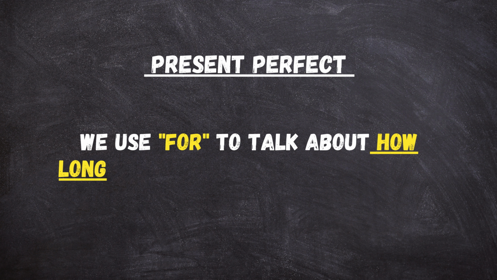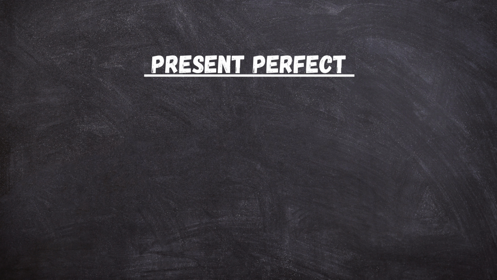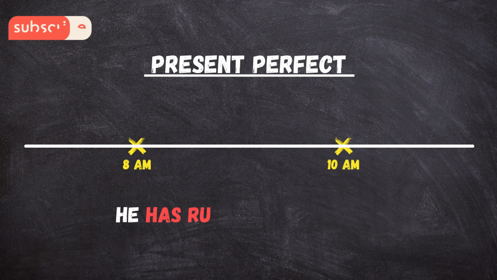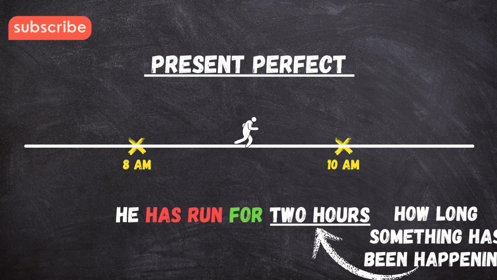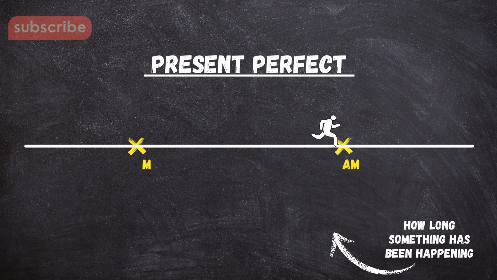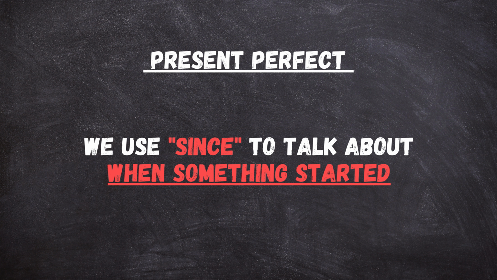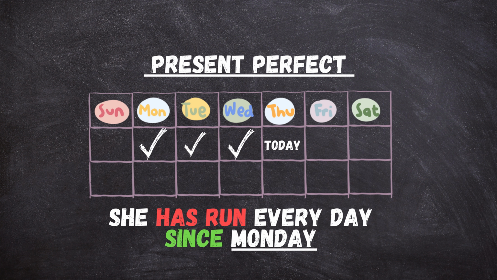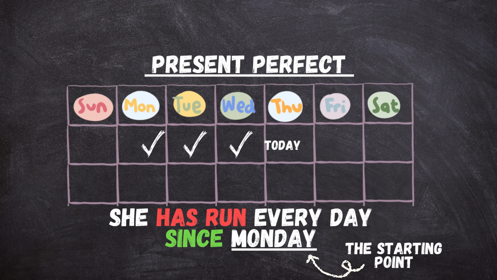We use for to talk about how long something has been happening. For example, he has run for 2 hours. This tells us how long the action has been happening. We use since to talk about when something started. For example, she has run every day since Monday. This tells us the starting point.